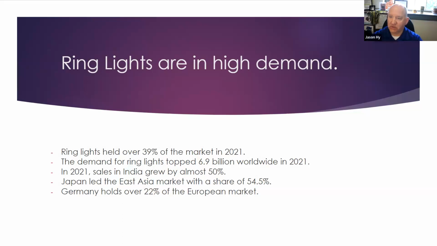Like I said, ring lights are becoming in high demand. They held over 39% of the market in 2021. The demand for ring lights topped 6.9 billion worldwide in 2021. Sales grew in India by almost 50%. Japan led the Eastern Asia market with a share of 54.5%. Germany holds over 22% of the European market, so they're quite popular in Europe and in Germany as well.